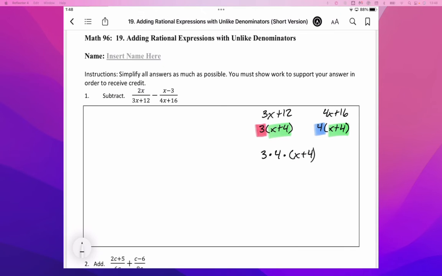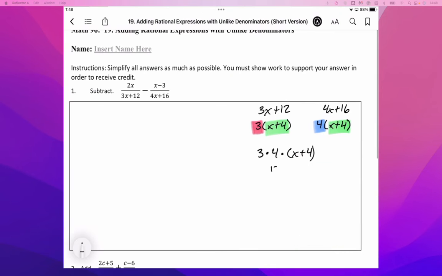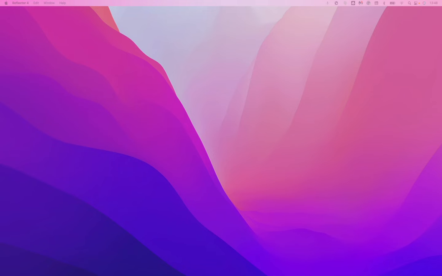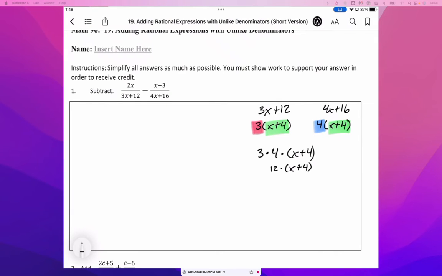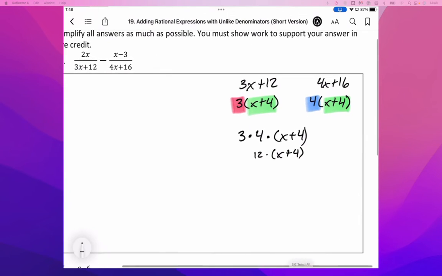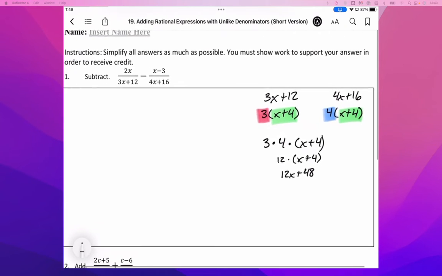Now, if this seems like a lot and feels like, holy cow, I agree. This is a heavy hitter. As I mentioned earlier, the rest of the problems in this homework are easier as far as I can tell. And so if we were to multiply this out, we would get 12 times x plus 4. Okay, and so we would multiply that out. We would end up with 12x plus 48 as our denominator.